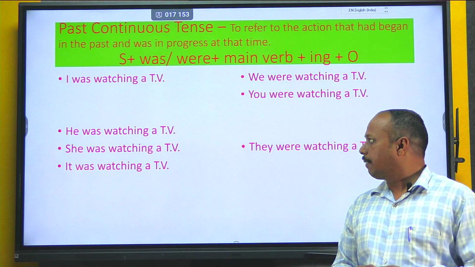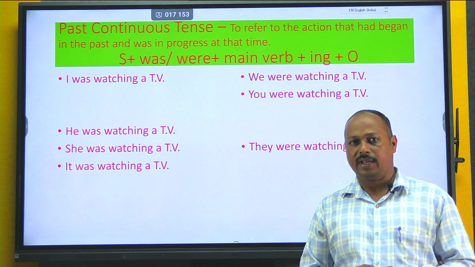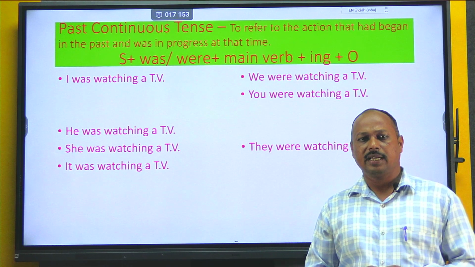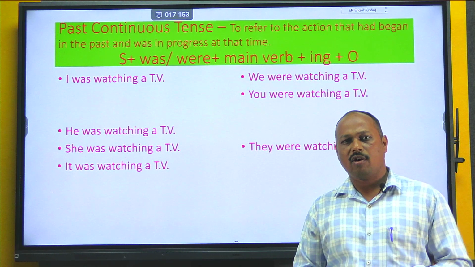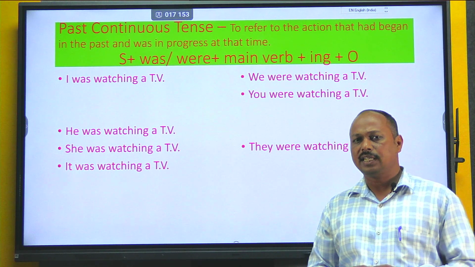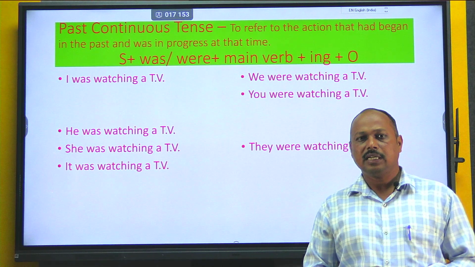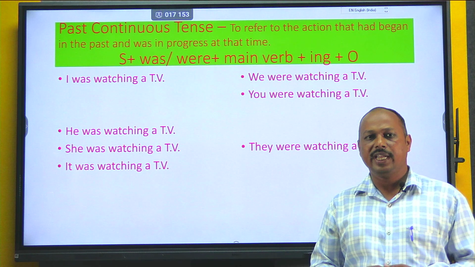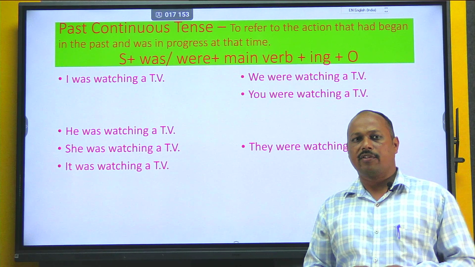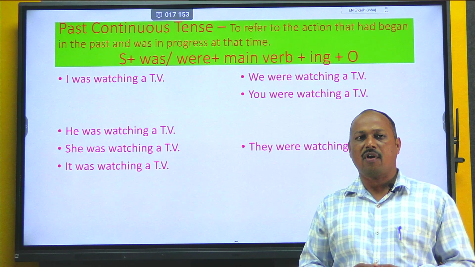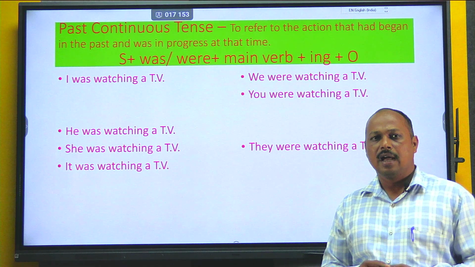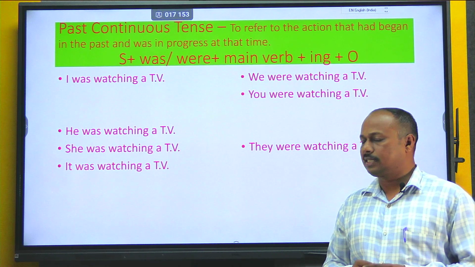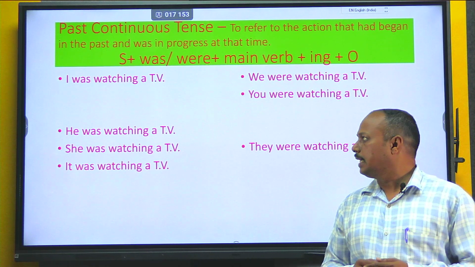I write some examples. I was watching a TV. We were watching a TV. You were watching a TV. He was watching a TV. She was watching a TV. It was watching a TV. They were watching a TV. After the plural pronouns we, you, and they, we use were, and after the singular pronouns I, he, she, it, we use was. This is a very simple structure. We can understand it very easily here.